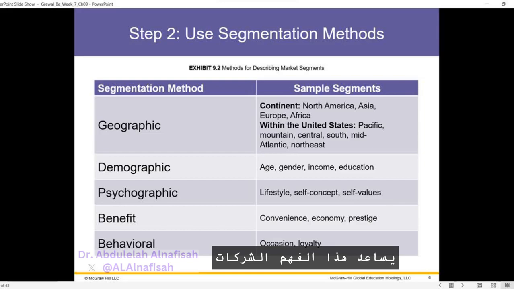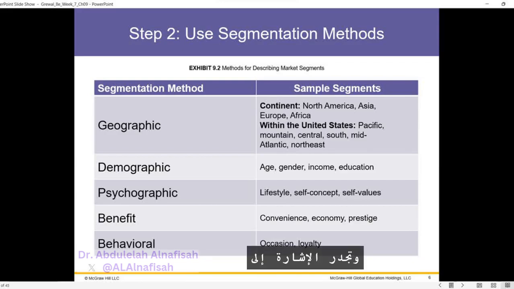This understanding helps firms tailor their marketing strategies, messaging, and offerings to each segment, ensuring relevance and resonance with their target audience. By recognizing and responding to customer similarities and differences, companies can design more effective marketing campaigns, create personalized experiences, and allocate resources efficiently.